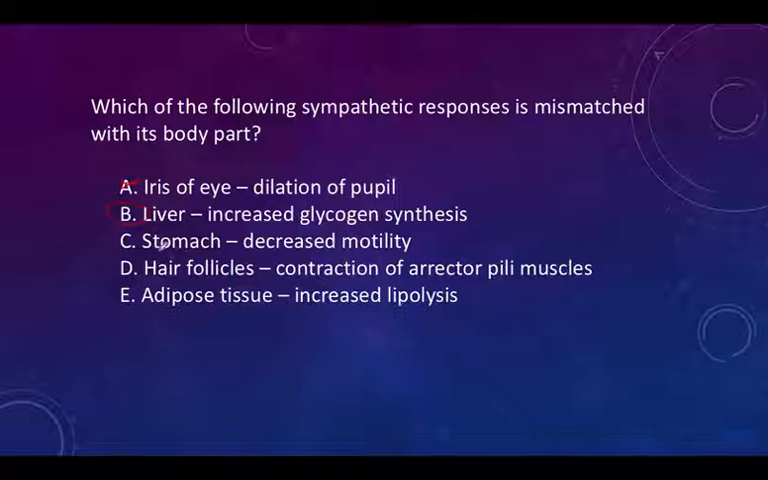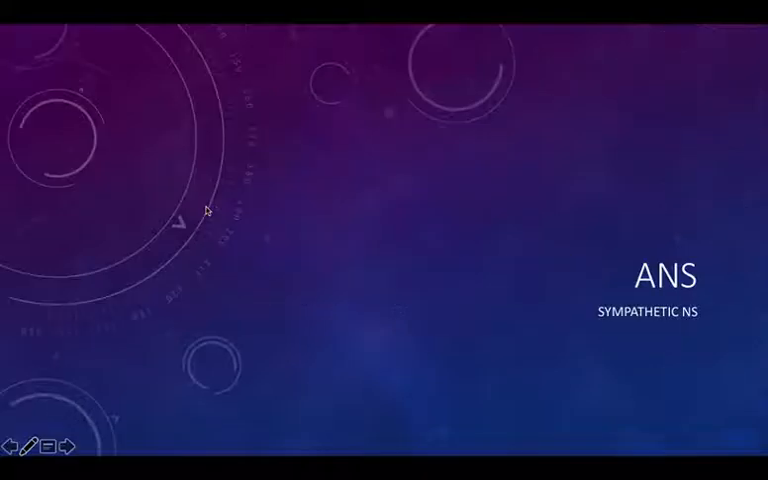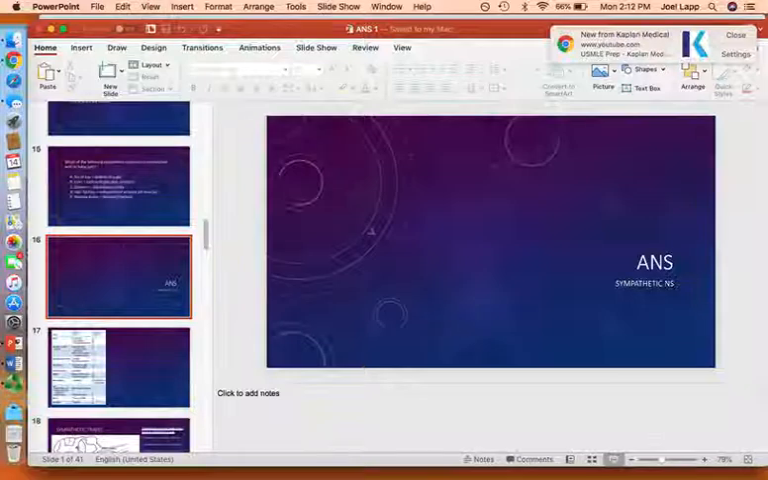So sympathetic in the stomach, decreased motility. Hair follicles, contraction of arrector pili, and adipose, increased lipolysis. So A, C, D, and E are all examples of sympathetic functions, and that would make B the mismatched answer. All right, so next video I'll talk about the sympathetic nervous system.